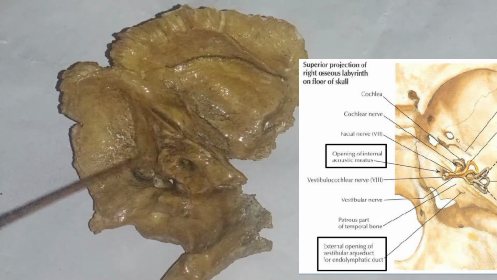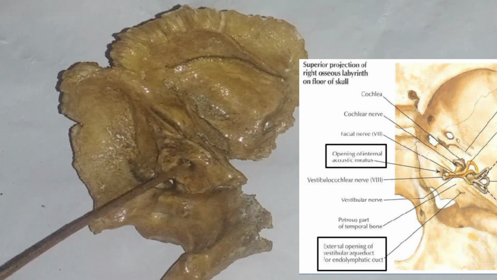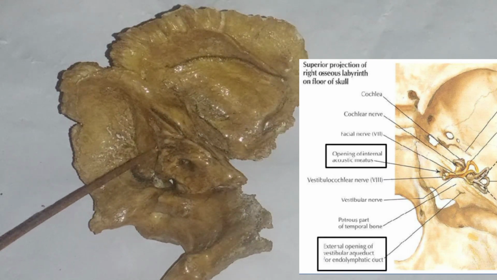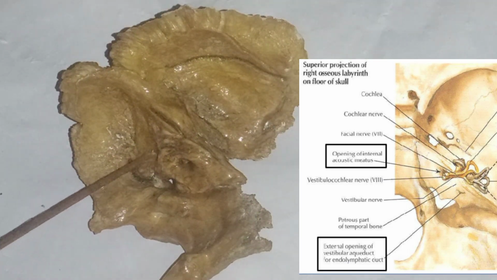Posterior surface has an opening called the internal auditory meatus through which the facial nerve enters in and the vestibulocochlear nerve emerges out. Behind this, there is another slit-like opening called the aqueduct of the vestibule for the ductus endolymphaticus and the saccus of the internal ear.